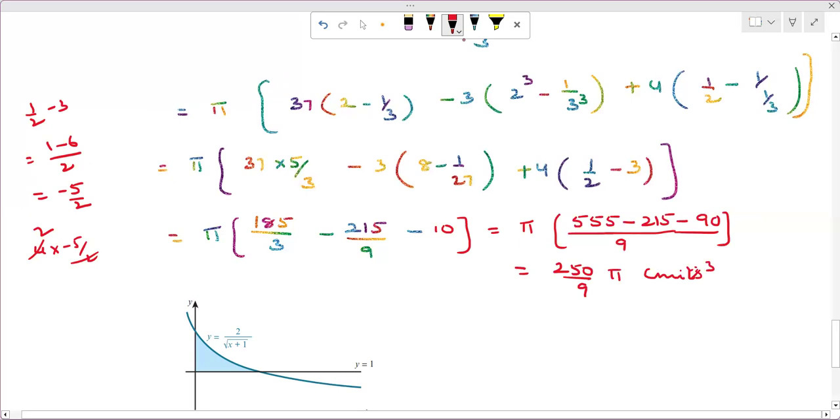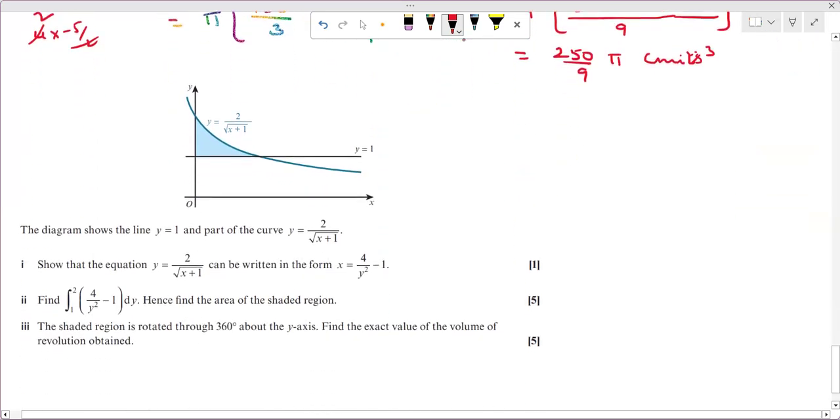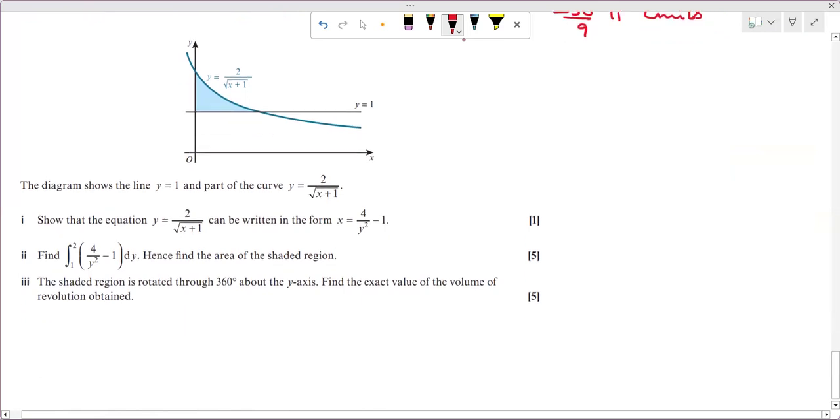Okay, now in the same way here also one more question is given. Past year's question paper. The diagram shows part of y is equals to 2 by root x plus 1. Show that it can be written in this form. We have to do rearranging only.